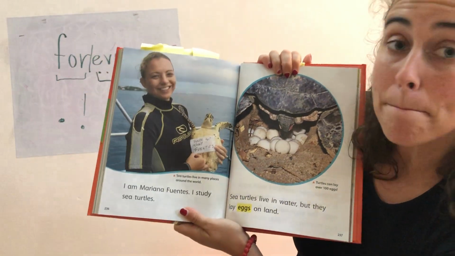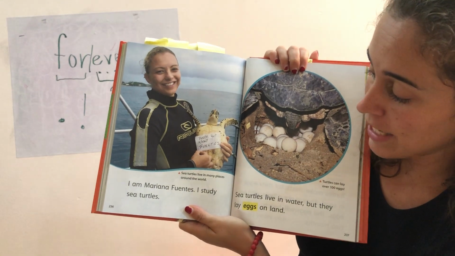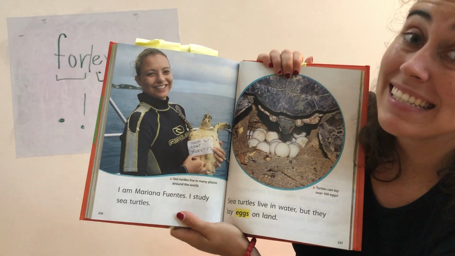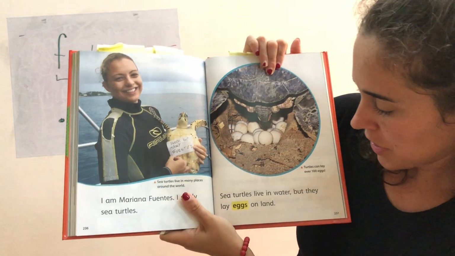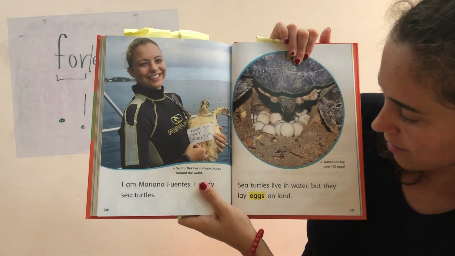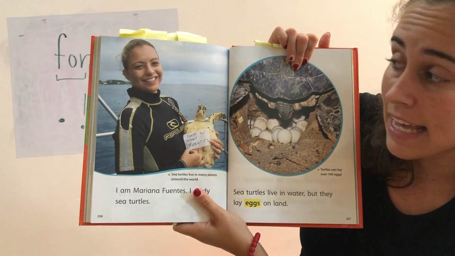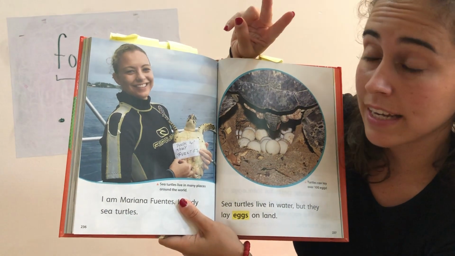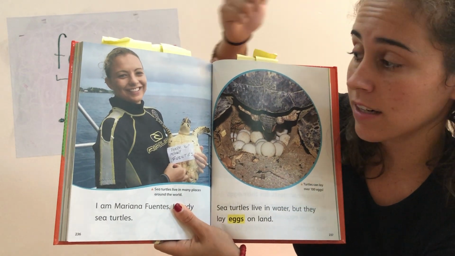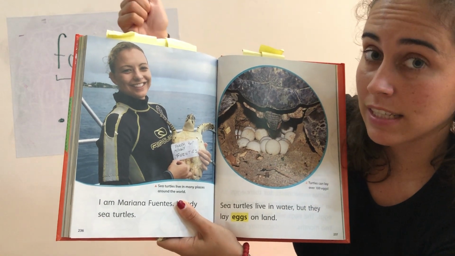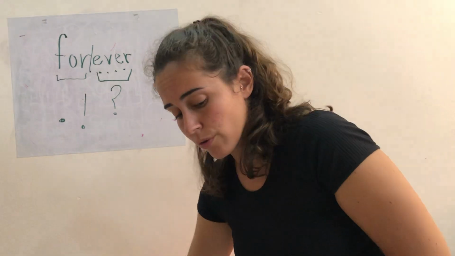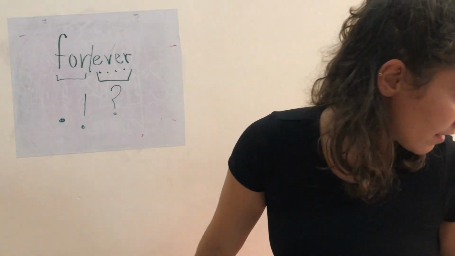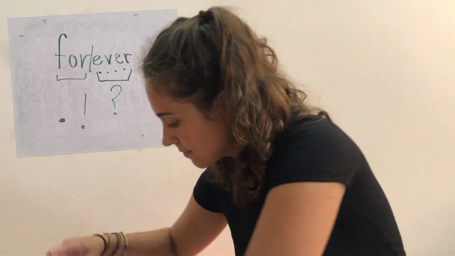I am Mariana Fuentes. I study sea turtles. So we have one character. Sea turtles live in water, but they lay eggs on land. We have a second character. We have Mariana as a character, and the sea turtles as the character, right? So what we can do already is fill that in on our plot.